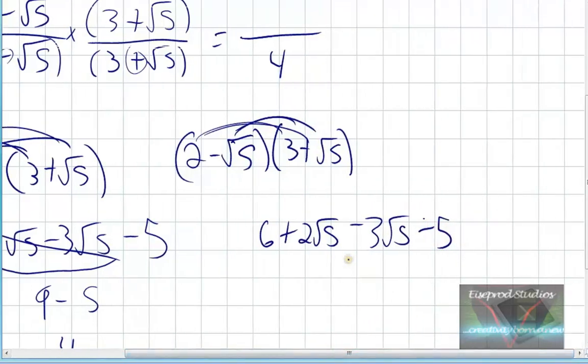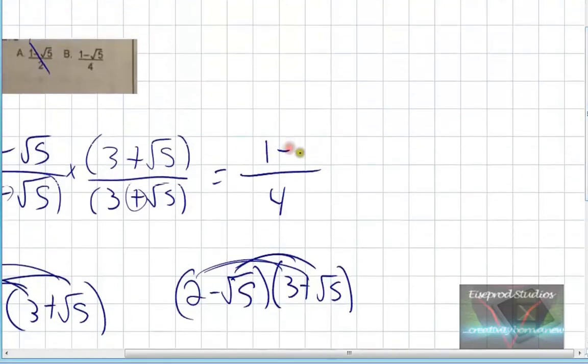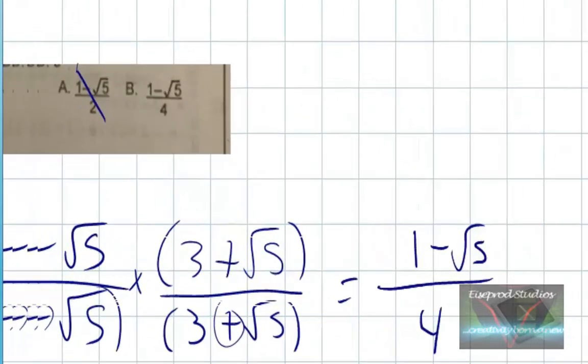So let's combine like terms where we can. 6 minus 5 is just 1. And then these are like terms as well. So 2 root 5s minus 3 root 5s would just be negative 1 root 5, so minus root 5. So 1 minus root 5 on the top. And that's your answer.